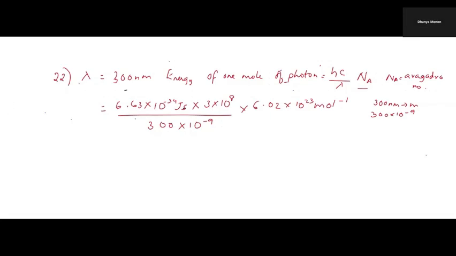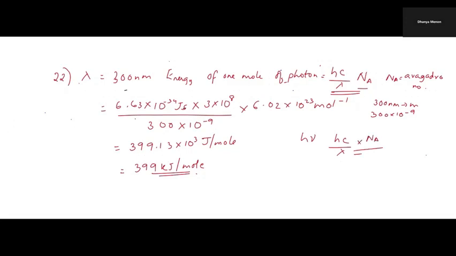Okay, so when you solve it, you come to 399.13 times 10 raised to 3 joule per mole. Here, the options are in kilojoules. So 399 kilojoules per mole. This is our answer. So please remember this formula is just another version of h nu, which is equal to hc by lambda. And we multiplied with Na because they have asked for 1 mole.